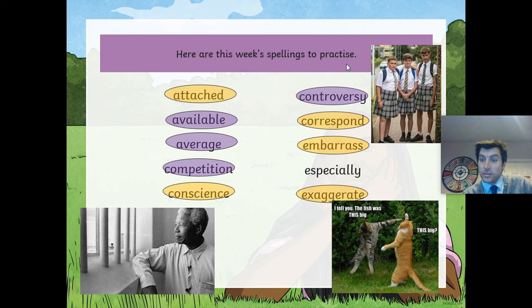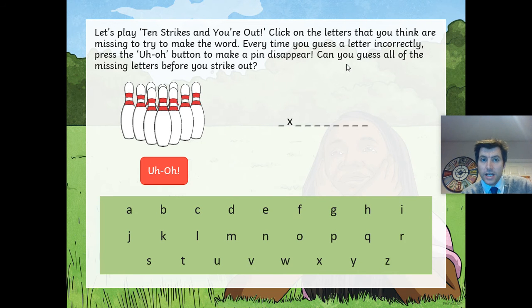Competition then is sometimes when we have a competition, it's what we try and win as a noun, but it's also sometimes something that we feel that makes us do our very best. Especially is this idea that something is specific for the individual. I was going to try and play this game, but I'm not sure how well it'll work.